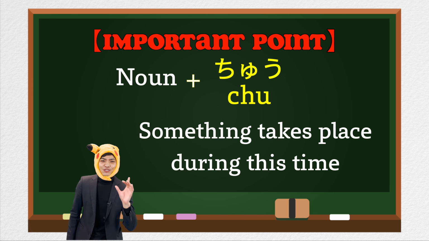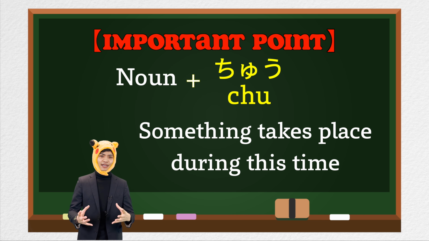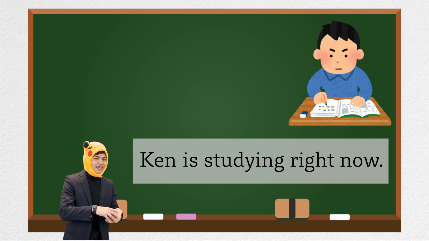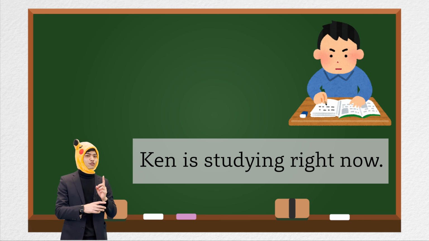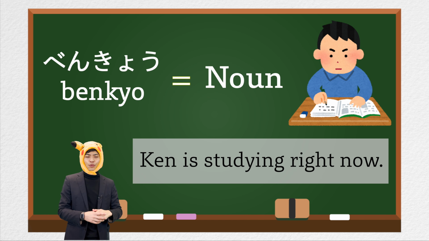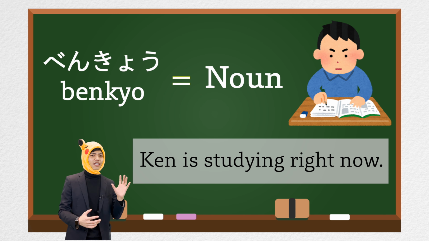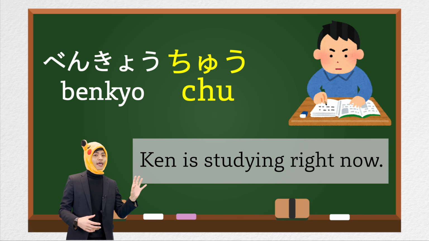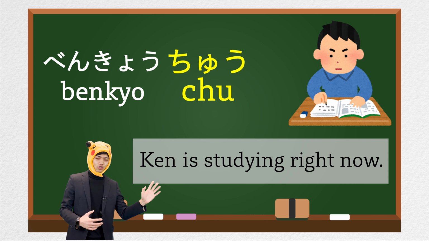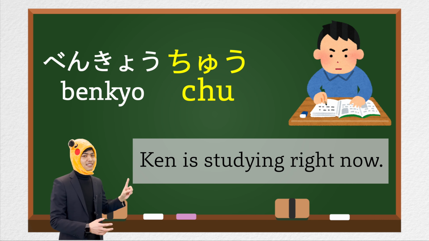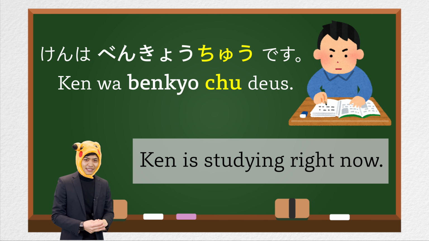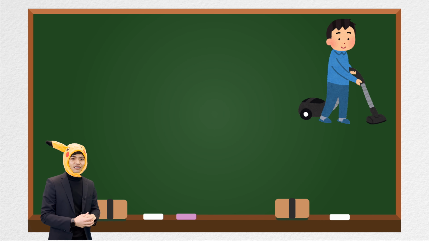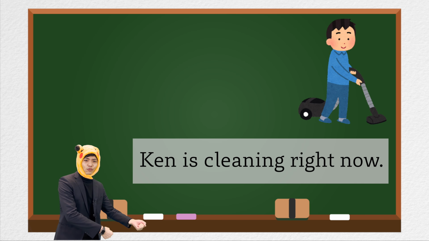So, noun plus 中 indicates that something takes place during this time. Okay, so let's learn how to use it. This picture. Ken is studying right now. So, for this case, you can use 中. 勉強 means studying. And this is a noun. So, 勉強 plus 中, 勉強中. The answer is ケンは勉強中です. Okay, so also here, Ken is cleaning right now.